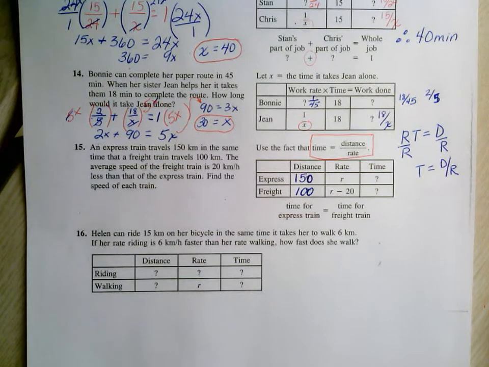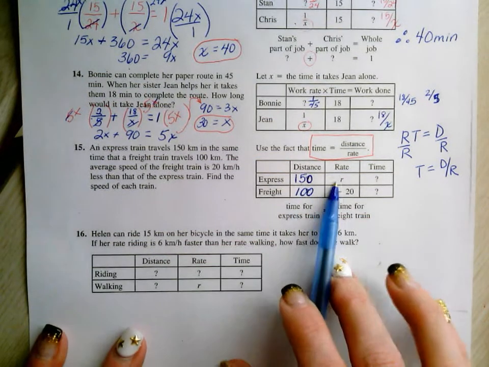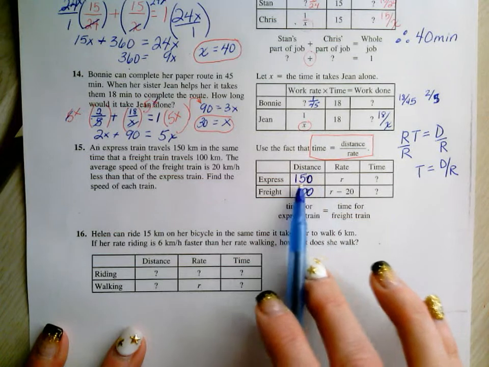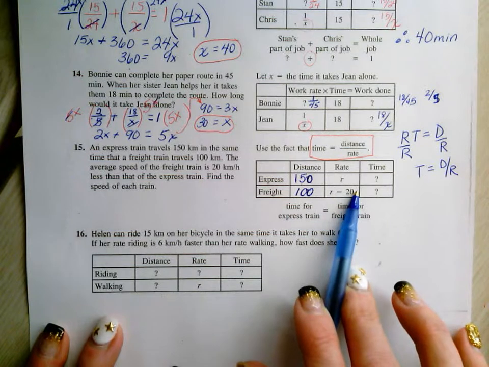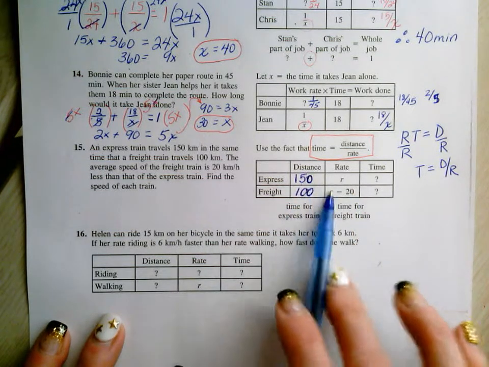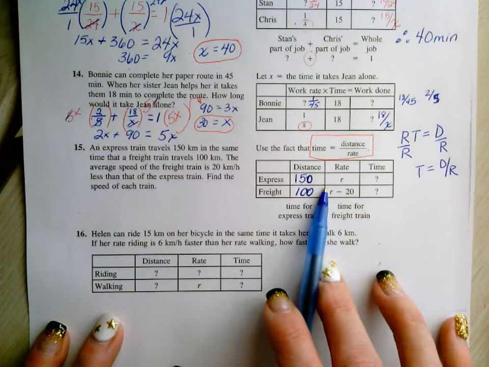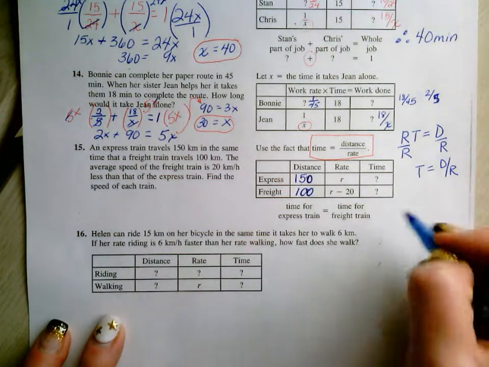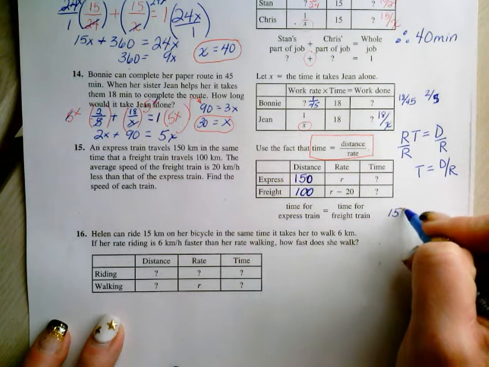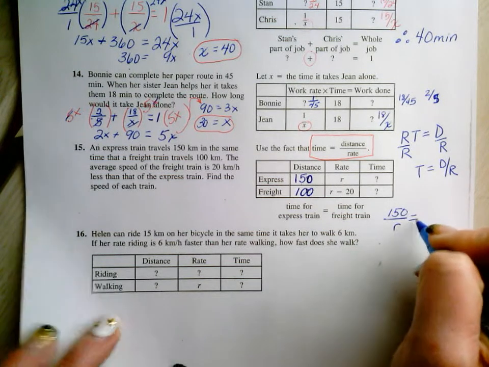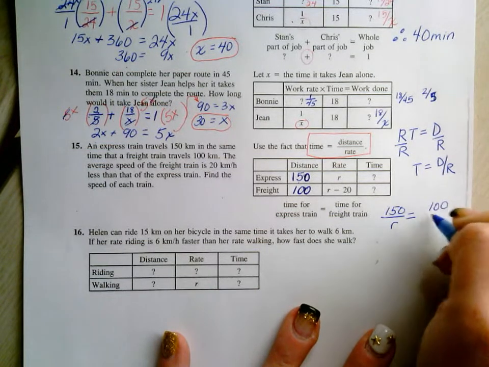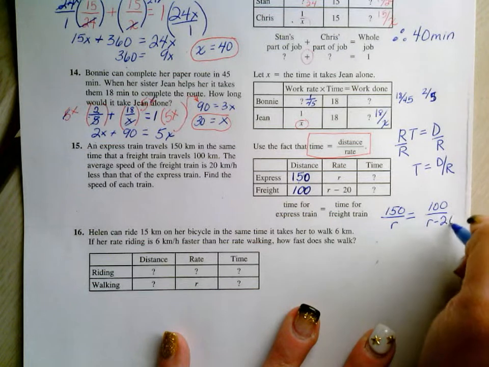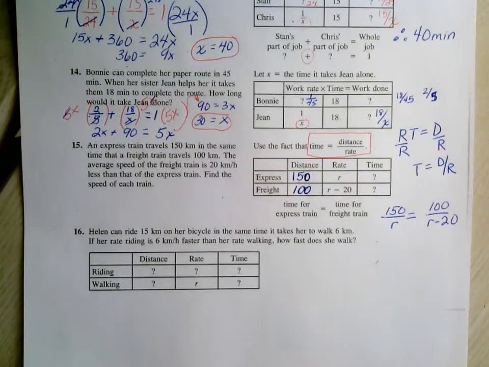So literally what we're looking at is the same scenario. He did this in the same amount of time as he did that. That would mean that these two things are going to be equal to one another. So the express train, 150 over R, equals the freight train, 100 over R minus 20.